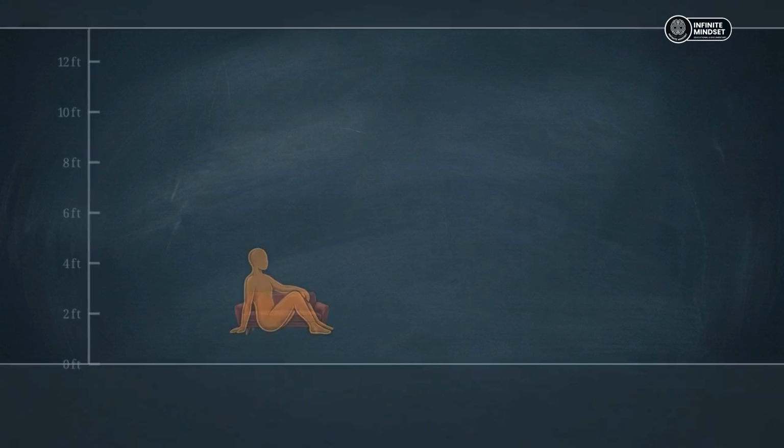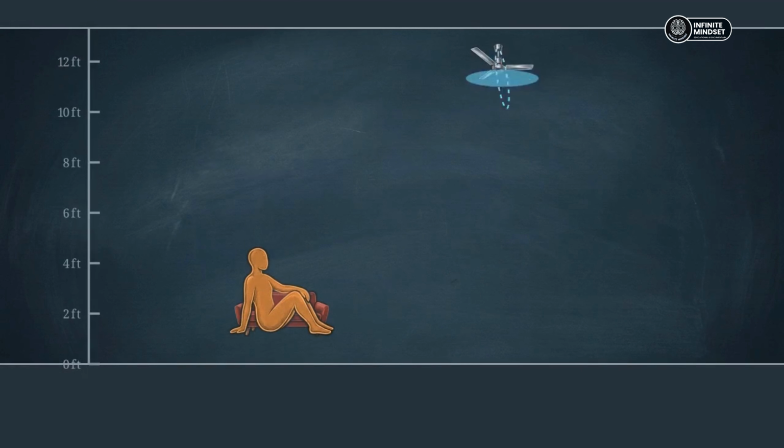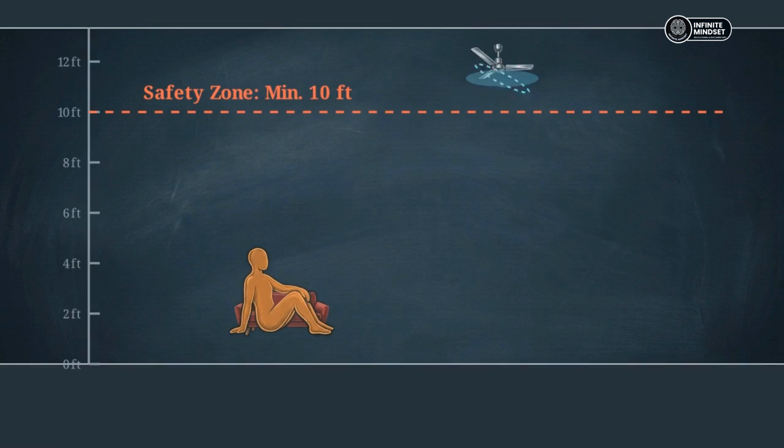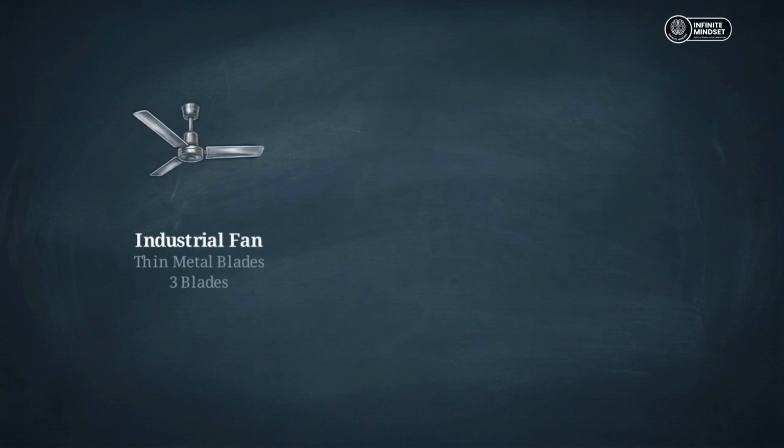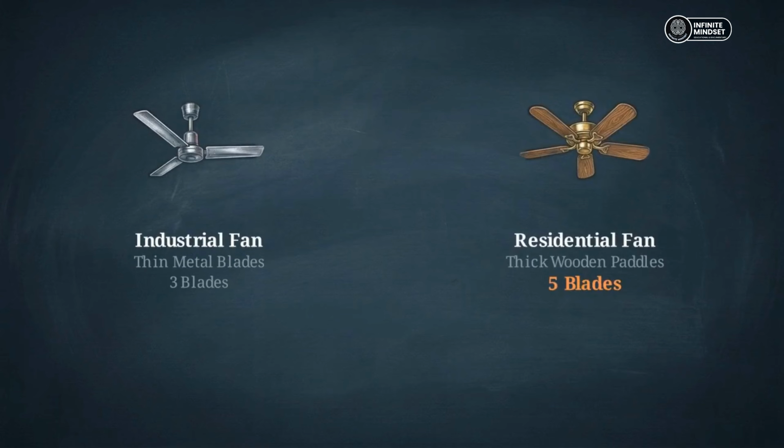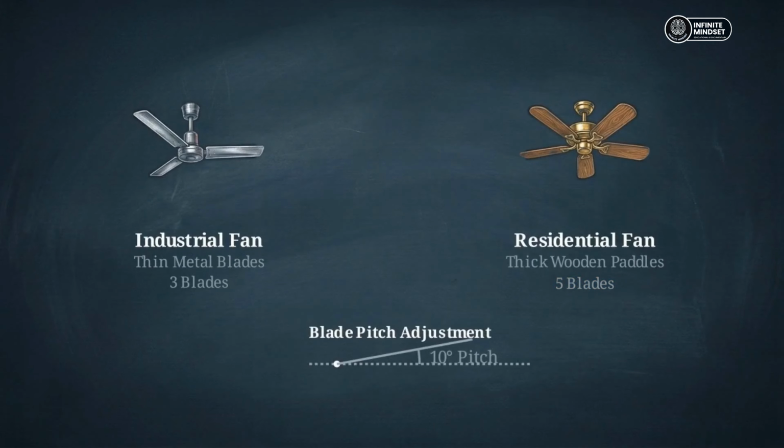New safety guidelines mandated that any ceiling fan equipped with high-speed, thin metal blades had to be installed at least 10 feet above the floor. Because standard American construction utilizes 8-foot ceilings, manufacturers had to redesign their products to comply. They replaced the fast metal blades with thick wooden or composite paddles, increased the blade count, and steepened the blade pitch up to 16 degrees to ensure air movement at much lower, safer speeds.